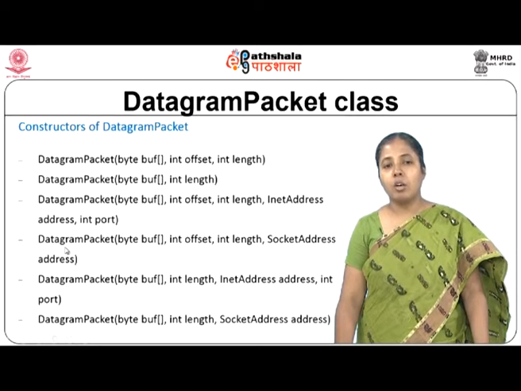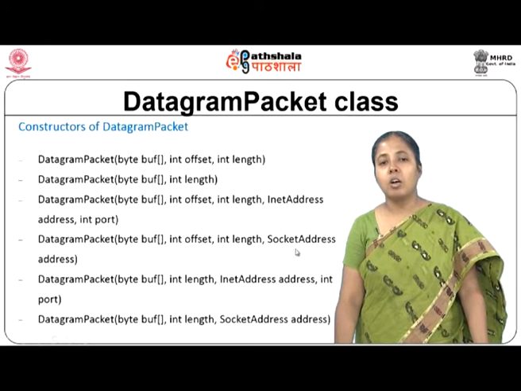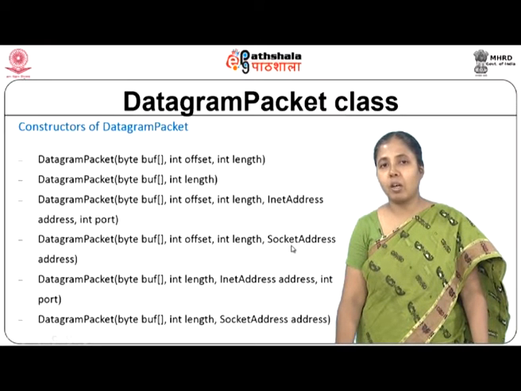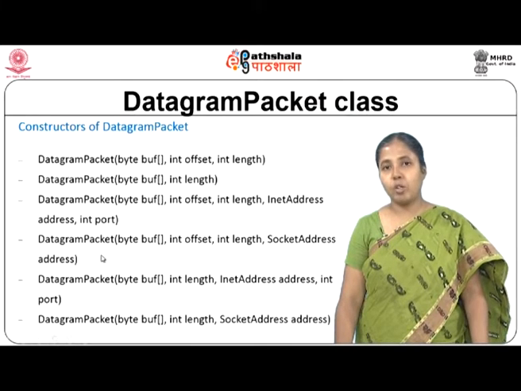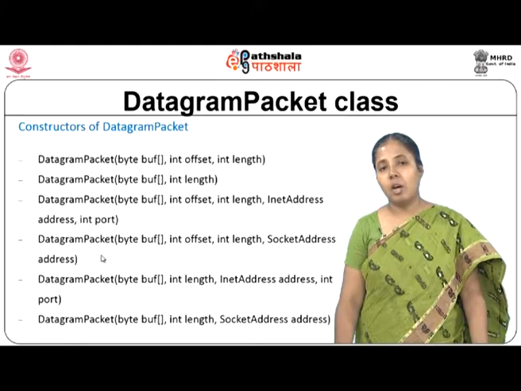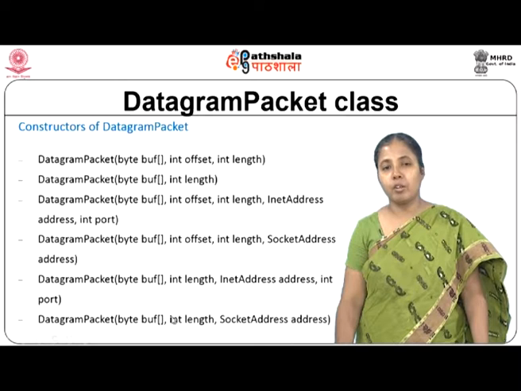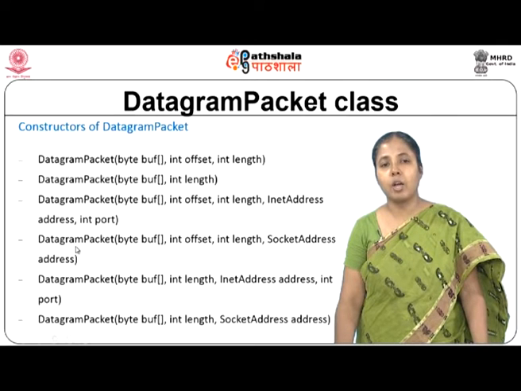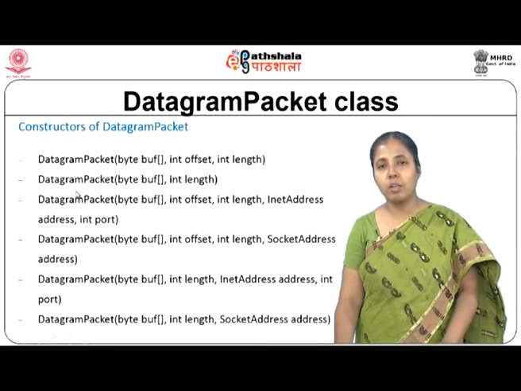And the next one is a datagram packet that is sent to the socket address. We can use this abstract class, SocketAddress, and give the addressing information. So, we construct this datagram packet to send packets to the other end. And the next one does not have an offset; you have a byte array, length, and then an INET address and a port number. The next constructor takes a byte array, length and the socket address. So, the last four constructors listed here are used for sending datagrams and the first two are used for receiving datagrams.